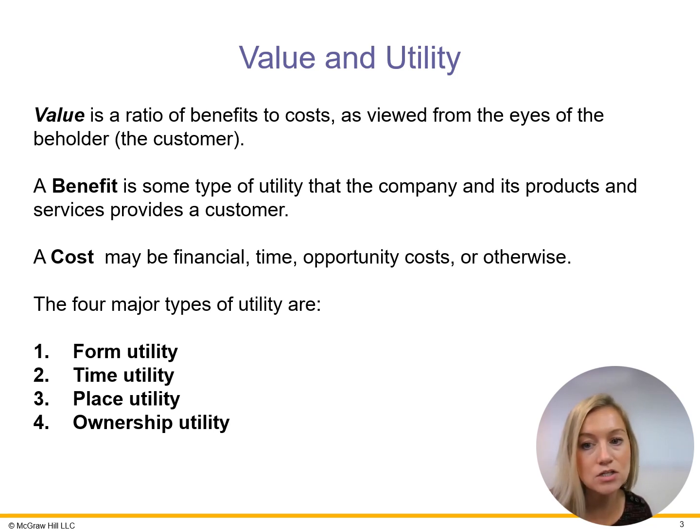Form utility is created when the firm converts raw materials into finished products that are desired by the marketplace. The other three utilities, time, place, and ownership, are created by marketing. They are created when products are available to customers at a convenient location when they want to purchase them, and when marketing facilitates the exchange that allows for a transfer of product ownership from seller to the buyer.